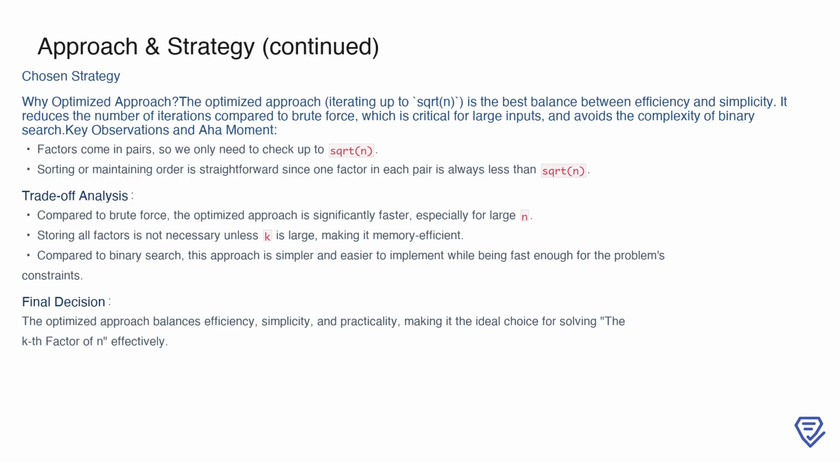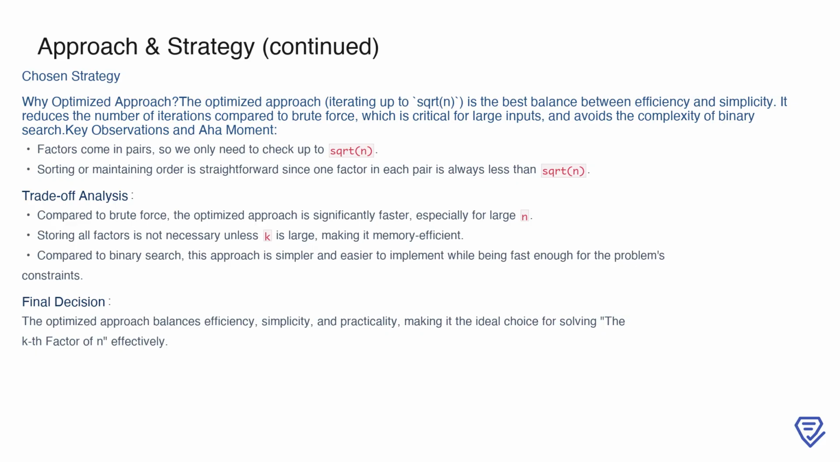The optimized approach of iterating up to the square root of n stands out as the most practical strategy for solving this problem. It strikes the right balance between efficiency and simplicity, reducing the number of iterations without introducing unnecessary complexity. The key insight that factors come in pairs allows us to limit our search space, and maintaining the correct order of factors is straightforward since one factor in each pair is always less than the square root of n compared to the brute force approach.